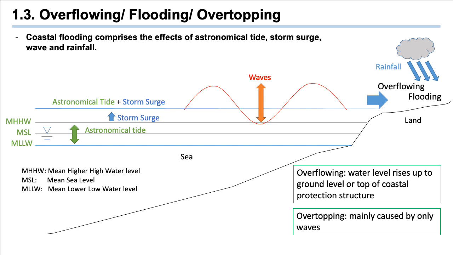If crest of wave exceeds the ground level of land or elevation of coastal structure, overtopping occurs. If sea level, including astronomical tide and storm surge, exceeds the elevation of land or coastal structure, overflowing occurs, resulting in coastal flooding. Of course, rainfall may cause coastal flooding when heavy rain occurs with high tide. That is the mechanism of coastal flooding.